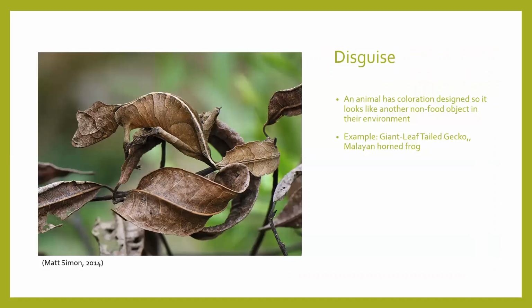The next type of camouflage I'm going to talk to you about is known as disguise. It is similar to concealing coloration, but now animals are blending in with their surroundings by shape and texture and not only color. A few animals that use this type of camouflage are the giant leaf-tailed gecko and the Malayan horned frog. The way the gecko hides themselves is by flattening their body against leaves and tree branches.